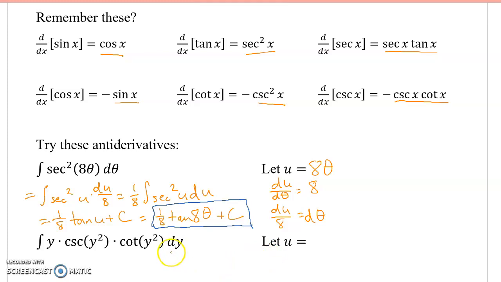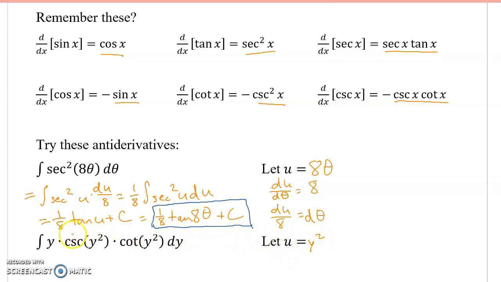So again, make sure that you're trying these on your own and then using the video to check. So I'll ask you, what do you think u should equal in this problem? Decide what it is, pause the video, and see what you get. All right, now that you've paused it and worked the problem, we know that the thing inside the parentheses is always a good thing to try to let u equal, so we'll let u equal y squared.